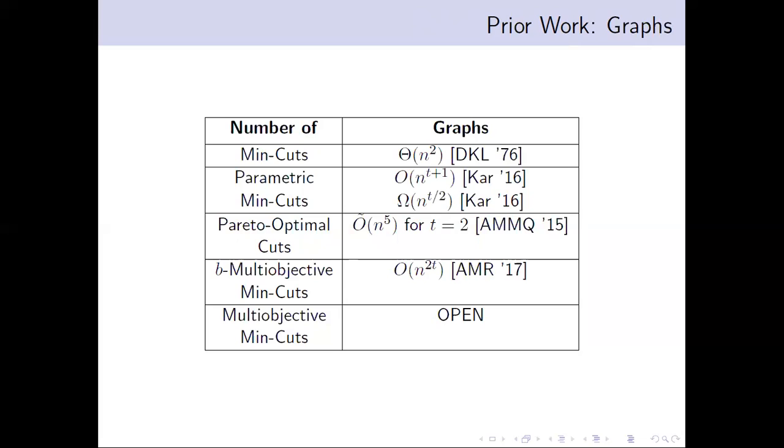For the special case of 2 cost functions, Armon, McCormick, Majab, and Queyranne showed that the number of Pareto optimal cuts is O of n to the 5th. And Armon, Majab, and Ravi showed that the number of B multi-objective min cuts for a fixed B is O of n to the 2t. To our knowledge, there was no prior work on the number of multi-objective min cuts without a given B.